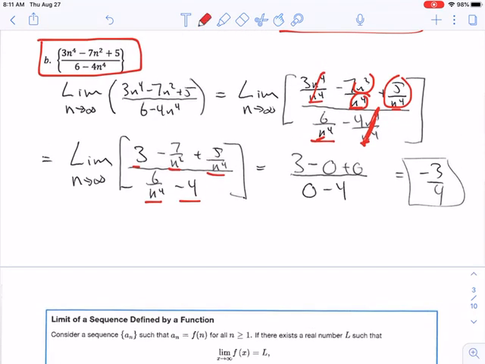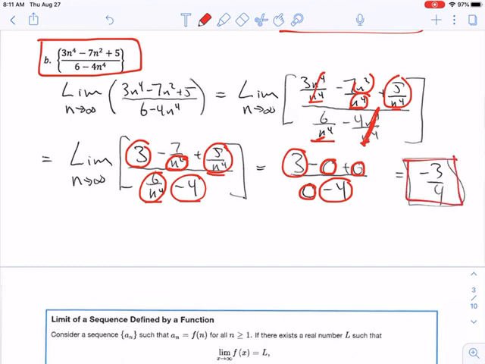So the limit of 3, a constant, is 3. And as this denominator gets infinitely large, the entire fraction goes to 0. Same thing with this, this goes to 0. Same thing with this, this goes to 0. And then the limit of the constant is the constant. So what we end up with is negative 3 over 4. So once again, this is convergent.